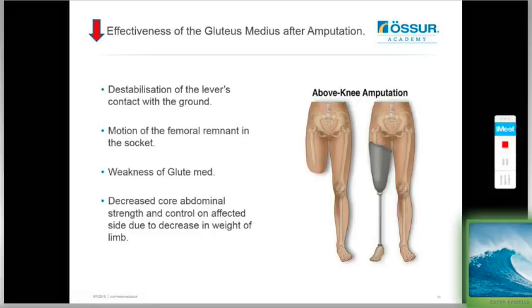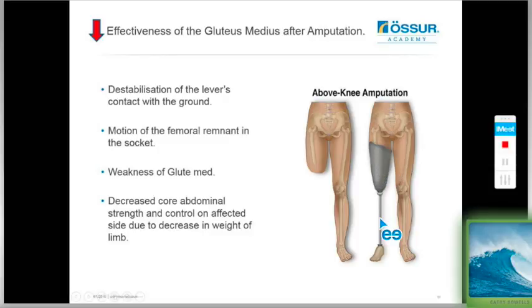Now we need to look at the reasons as to why the effectiveness of the glute medius is going to be decreased after amputation. I'm particularly looking at the transfemoral case here because it's exemplified, being further up the tree. But firstly, and most of all, is destabilisation of the lever's contact with the ground, obviously, because the anatomical leg is missing, has been replaced by the prosthesis, which needs to be stabilised around the stump.